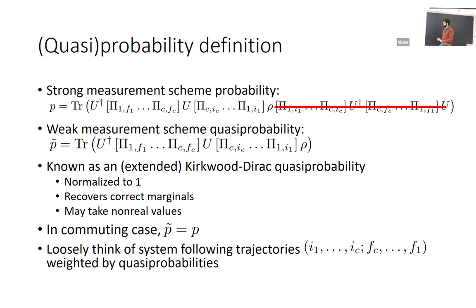Just as before we thought of the system following a discrete two-step trajectory weighted by some probability, loosely speaking, when we're describing the system with this stochastic description using quasi-probabilities, we want to retain a similar interpretation where, like in a path integral formalism, the system is taking these different trajectories with potentially complex weights.